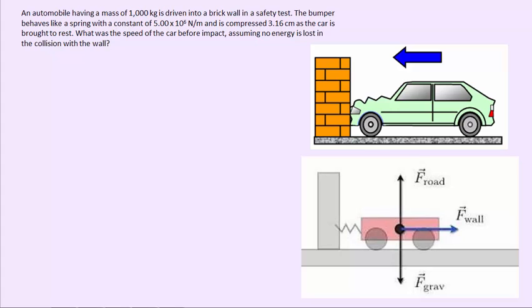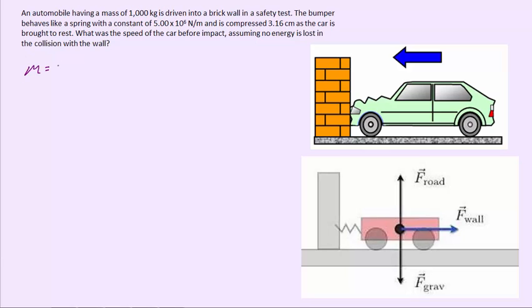In our second example, it states that an automobile having a mass of 1,000 kilograms is driven into a brick wall in a safety test. The bumper behaves like a spring with a constant of 5.0 times 10 to the 6 newtons per meter and is compressed 3.16 centimeters as the car is brought to rest. And we're asked, what was the speed of the car before impact, assuming that no energy is lost in the collision with the wall? Yet again, we'll start by summarizing the information we're given.